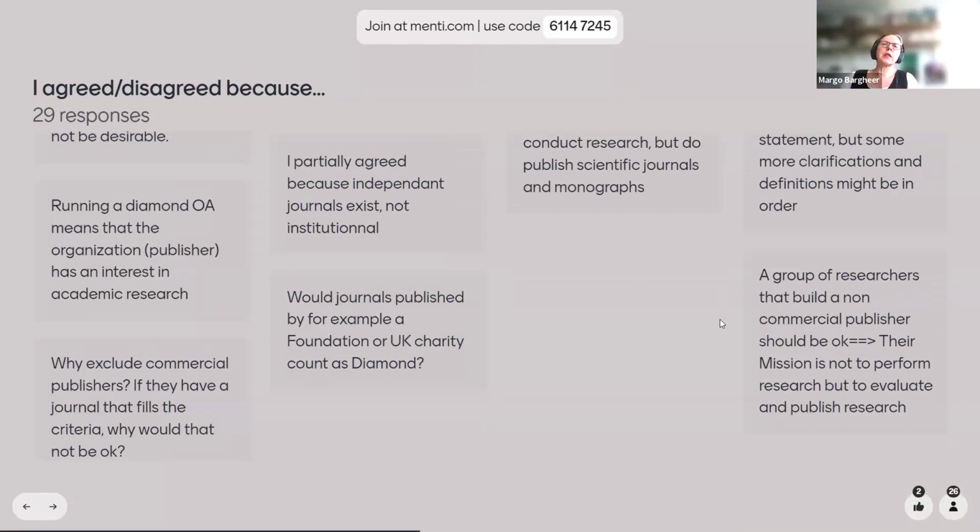And one, for instance, is why exclude commercial publishers? It's not that commercial publishers as service providers need to be excluded because they are commercial publishers. But we don't want them, as a default, to hold the title as a Diamond Open Access journal. Exactly.